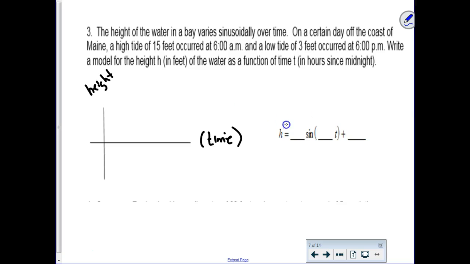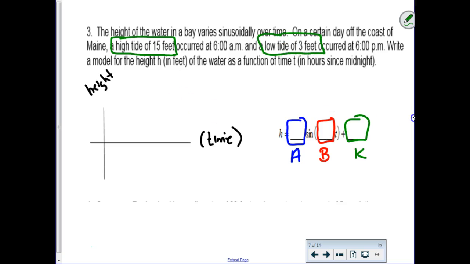So one thing we're going to need to find is the amplitude. That's important. We're also going to have to find the b value. And then finally, the third thing you're going to have to find for me is the midline, the k. Most of these can be found straight off the graph. So let's take a look at that. High tide is at 15 feet, and low tide is at 3 feet. So if I want to think about what that looks like, I'm just going to fudge something in here. High tide is 15 feet, and low tide, supposed to be straight, is 3 feet.